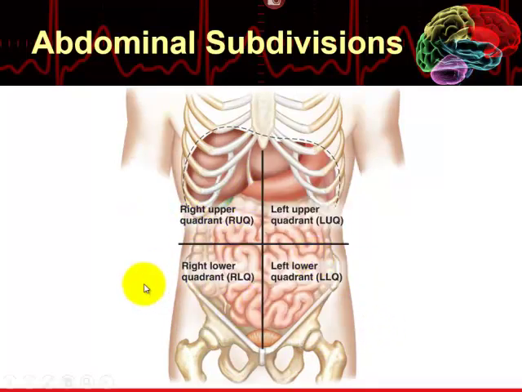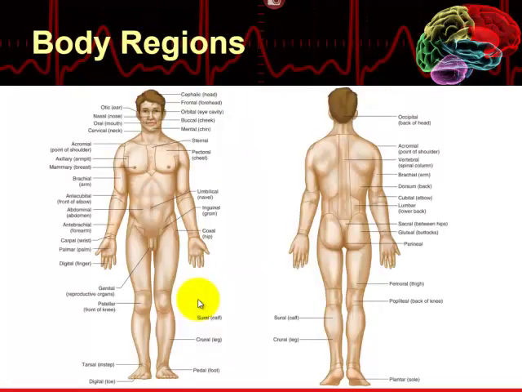You can also separate the abdomen into 4 quadrants. The LUQ, or left upper quadrant. The RUQ, or right upper quadrant. The LLQ, left lower quadrant, and the RLQ, the right lower quadrant. Just basic terms. And these are overall body regions. Yes, you need to go over these.